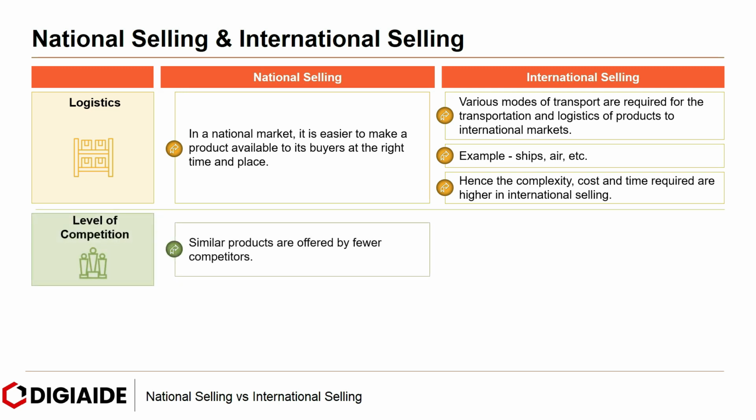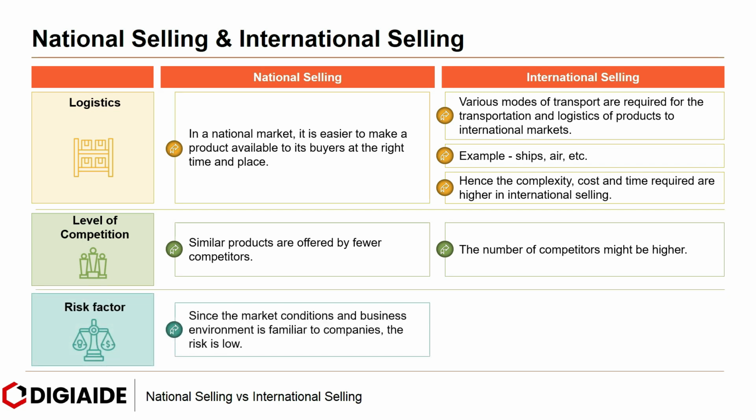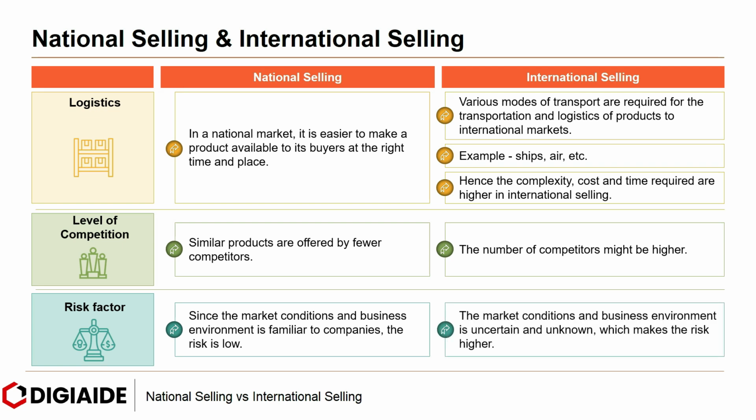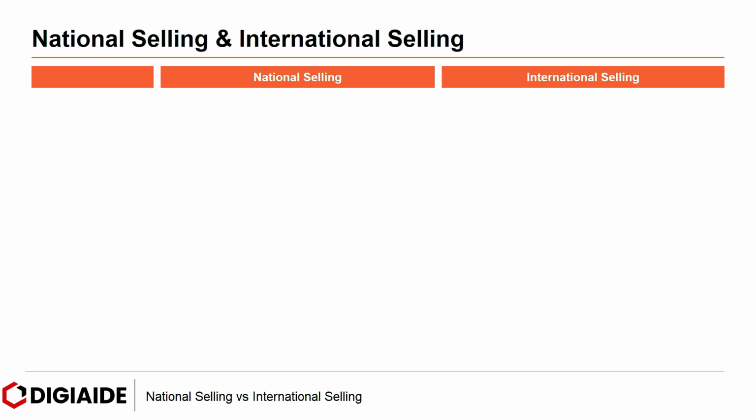Next, level of competition. Similar products are offered by fewer competitors in the national markets, whereas in international selling, the number of competitors might be higher. Next comes the risk factor. Since the market condition and business environment is familiar, the risk is low in national selling. Whereas in international selling, the market condition and business environment is uncertain and unknown, which makes the risk higher.